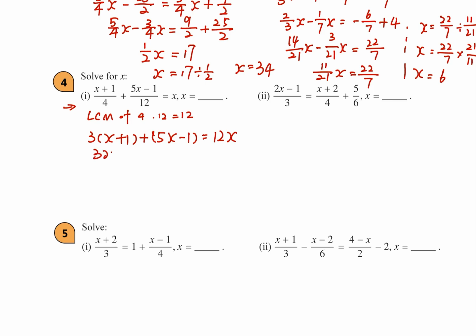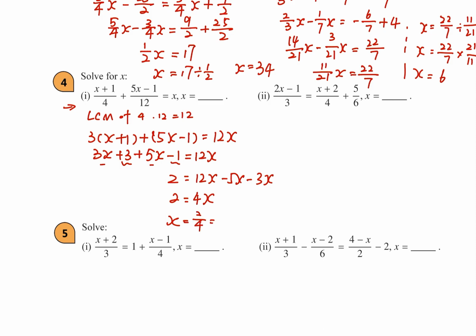So if we break it down, we would have 3x plus 3 plus 5x minus 1, and that's 12x. Therefore, if we want to solve it, we can move the 3x and 5x to the right-hand side. So it will become 12x minus 5x minus 3x. And on the left-hand side, with the numbers, we've got 2. So with the x's, that's in total 4x is equal to 2. Therefore, x is just 2 divided by 4, which is a half. So we can just write it as a half. So that's the first one.